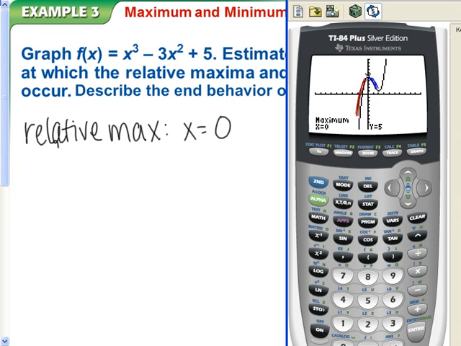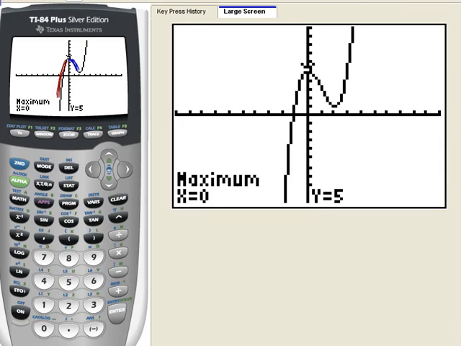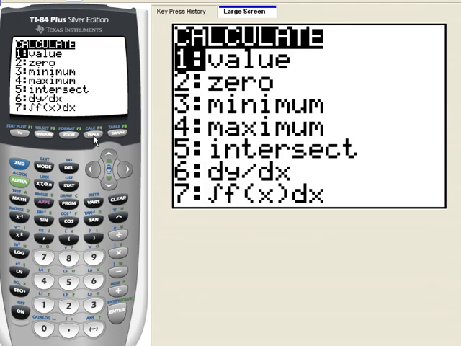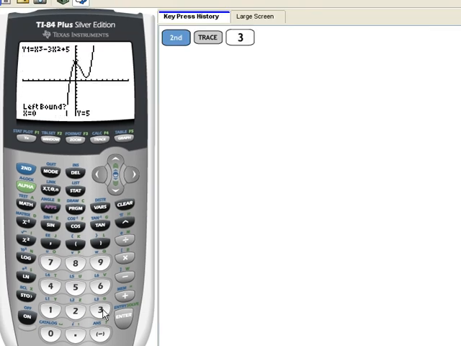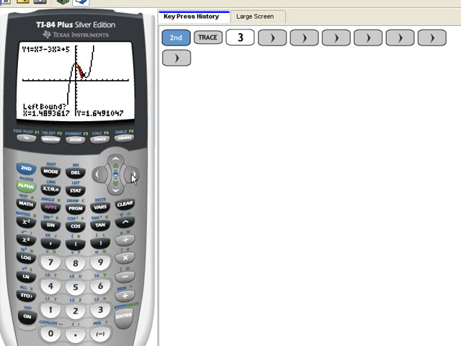Okay, then we can do the minimum. Let me clear that off. And we'll go second trace. And this time we'll choose the minimum. Okay, it says left, so we have to go to the left of the minimum, which is somewhere over in that section. So I'm going to move it over just a little bit. That might be just a little bit too far. There we go. I'll hit enter.